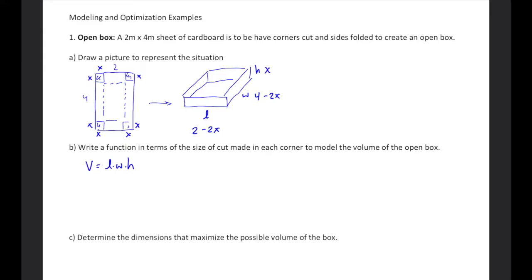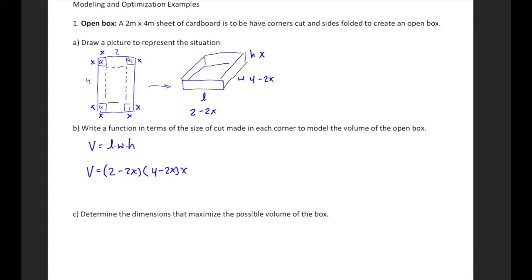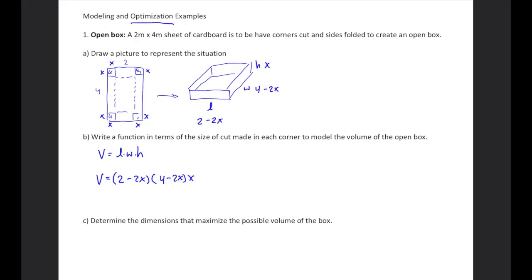Our volume is length by width by height. In terms of the size of the cut that we made in each corner, our volume becomes (2 subtract 2x)(4 subtract 2x) multiplied by x. That's a polynomial. We've got individual binomial terms. We could multiply this and get a cubic polynomial because we have x times x times x, but I'm going to leave it just like that. We're going to use this in this word optimization. Going back up top, optimization: we're going to find the maximum or minimum possible for our given model.